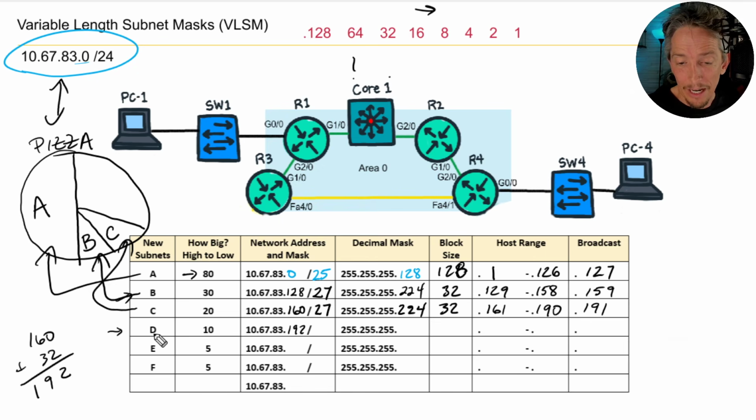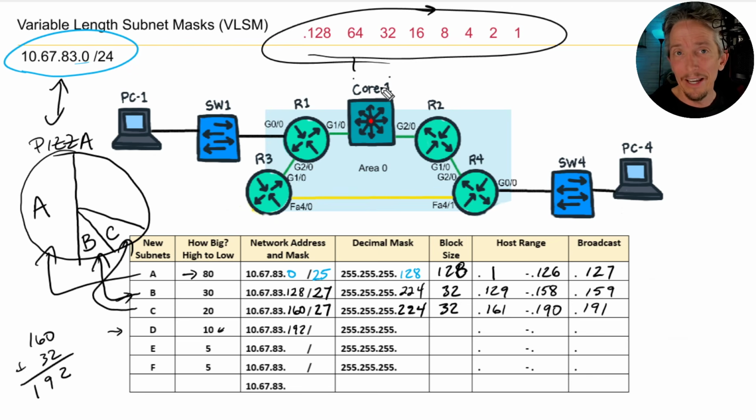So let's do the next network, D, and we need 10 hosts. My question is, regarding the bits in that last octet, how many bits do we need to leave available for host addressing if we want to support 10 hosts on a given network? Let's go ahead and do the math together. Our goal is 10: 2, 4, 8, not enough. 16 is enough. So 16 minus 2 would be 14 available host addresses. So if we want to support 10 host addresses, we need to leave 4 bits.